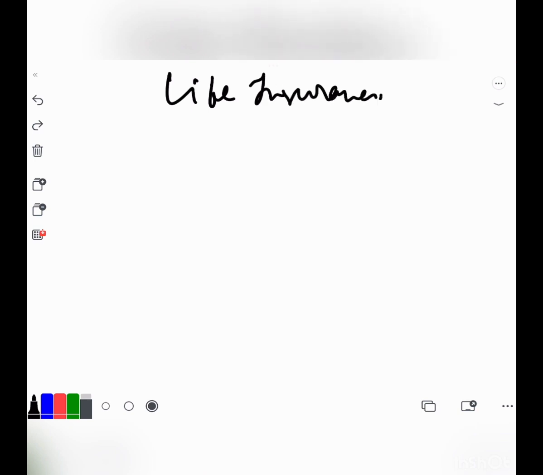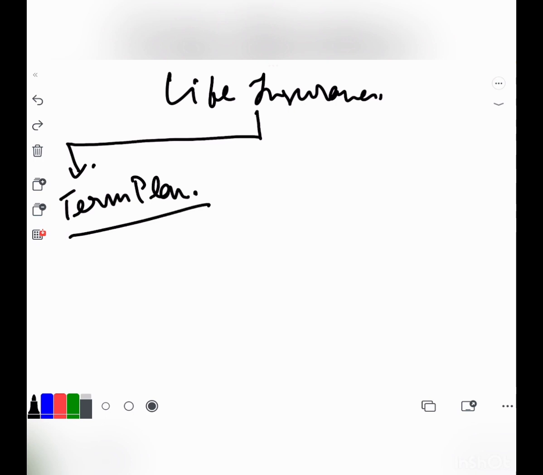Now let us understand another categorization of life insurance. First one is term plan. What is a term plan? Okay, let me make a small sheet so that you can understand in one perspective. After that, I will explain one by one.